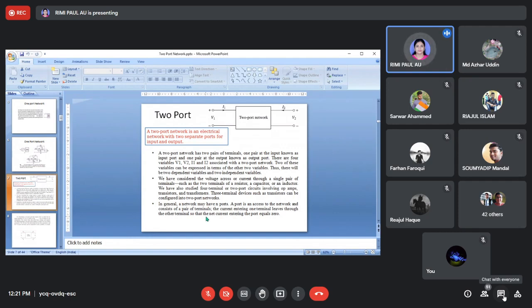In general, a network may have inputs. As I already mentioned, a port is an access to the network and consists of a pair of terminals. The current enters one terminal and leaves through the other terminal, so the net current entering the port equals 0.